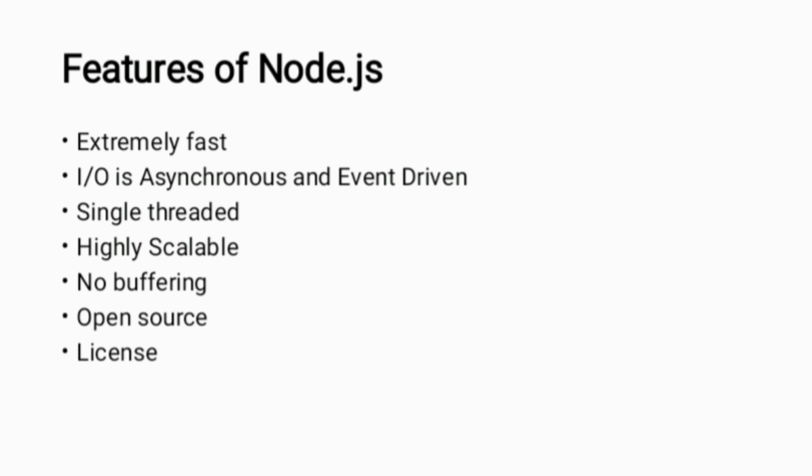Next, single-threaded. Node.js follows a single-threaded model with event looping. Next feature, highly scalable. Node.js is highly scalable because the event mechanism helps the server to respond in a non-blocking way. Next feature, no buffering. Node.js cuts down the overall processing time while uploading audio and video files.